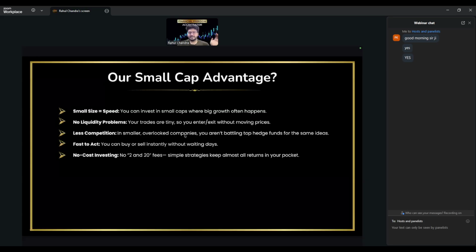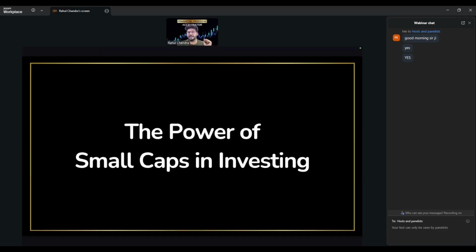Now I got a very interesting question. Should we go and invest in penny caps? What did I say? Of course, there are advantages, but there are disadvantages as well. It is risky. Absolutely, yes. Is the risk reward high if done right? Absolutely, yes, as well. So you need to be very smart about how you go about operating in this. And that is the power of small caps in investing.